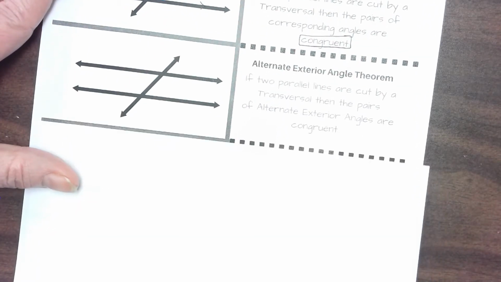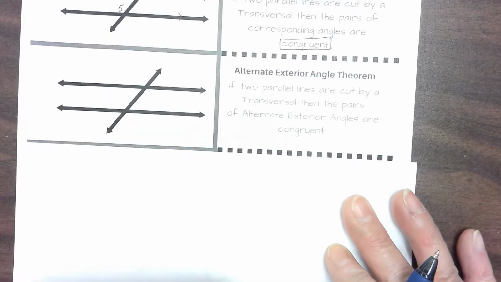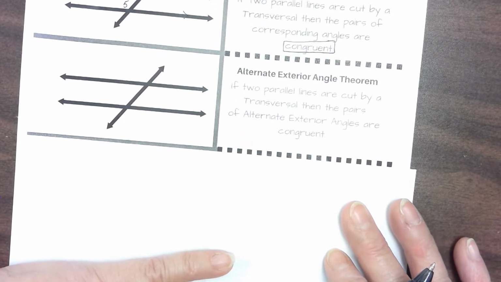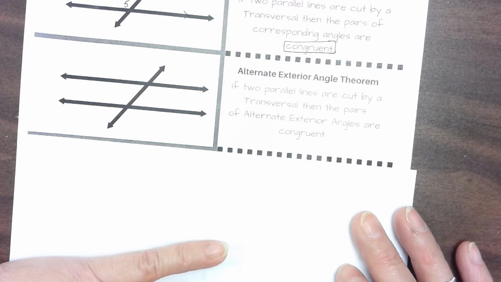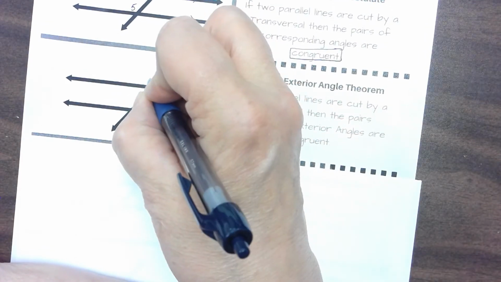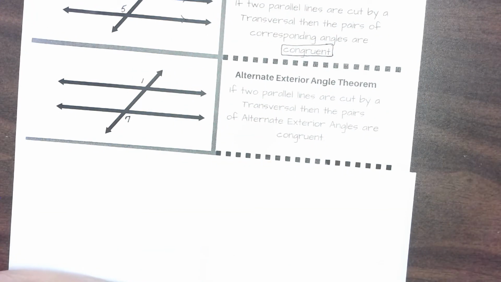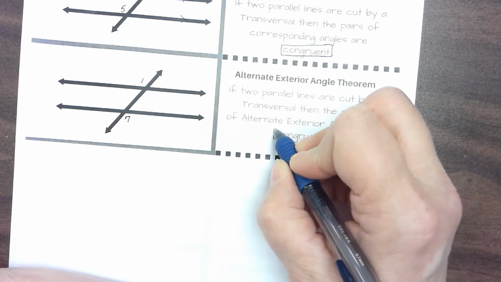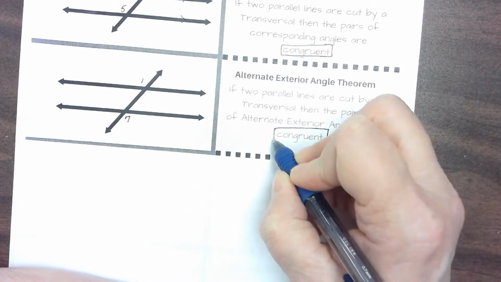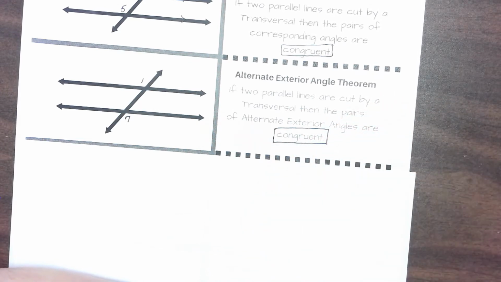Our next one is the alternate exterior angle theorem. If two parallel lines are cut by a transversal, then the pairs of alternate exterior angles are congruent. We're just going to do 1 and 7. So angle 1 is congruent to angle 7. Now that's not the only one, I'm just putting specific angles up there.